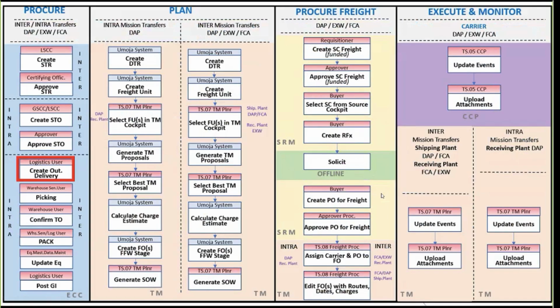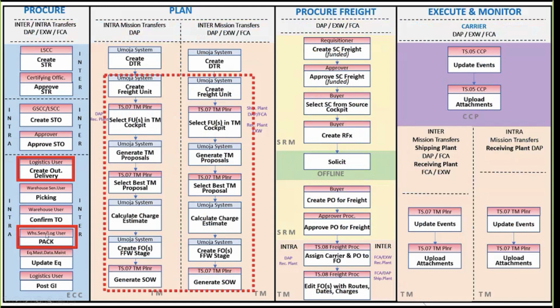Similarly, it happens with the STOs and the outbound delivery documents. This is all the end-to-end process for moving materials inter and intra-mission. We use a document called outbound delivery document. We perform packing, and then it impacts the rest of the documents in Umoja. This is just to let you know that they are 3 easy steps, but at the same time they are important.